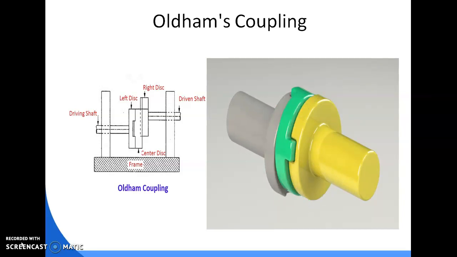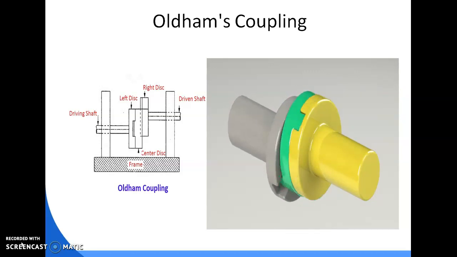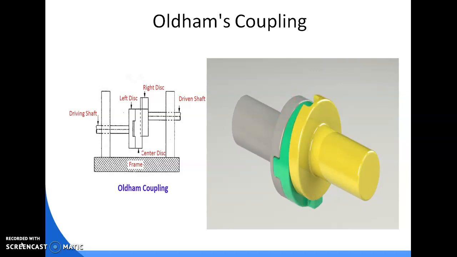Link 1 and 3 means the left disc and the right disc forms turning pair with link number 2. Link 4 is closely fit into the slot in the two flanges, that is in link 1 and link 2, that is left and right discs. The link 4 can slide or reciprocate in the slot in the flanges.